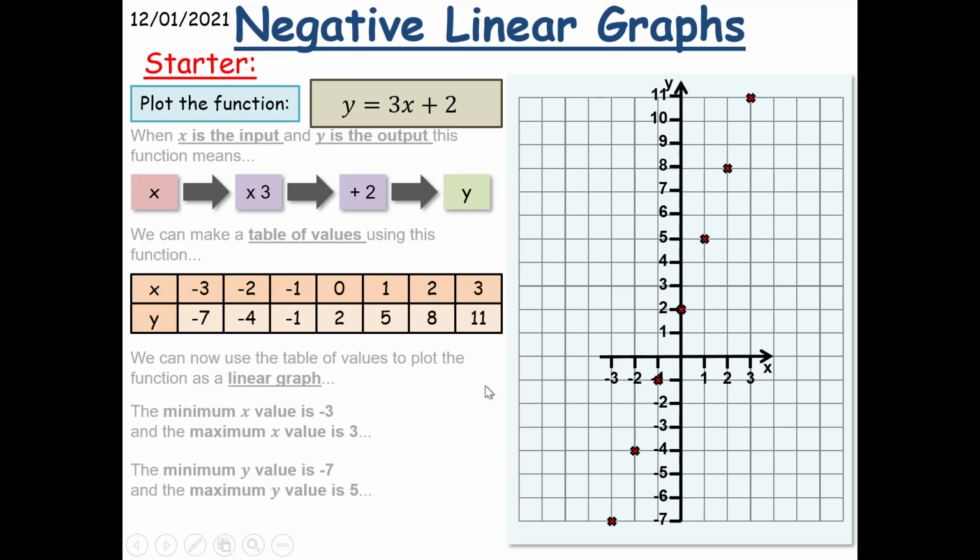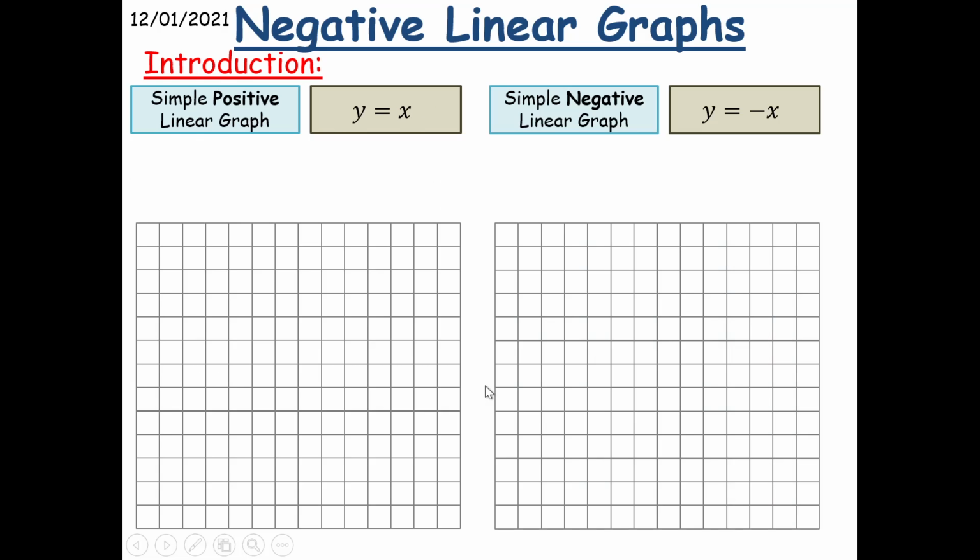So our introduction then. We're going to plot two simple functions. We're going to plot a simple positive linear graph, and we're going to plot a simple negative linear graph. The reason why we call this one positive is because the x term is positive, and we call this one a negative linear graph because the x term is negative. You see there, it's negative x.